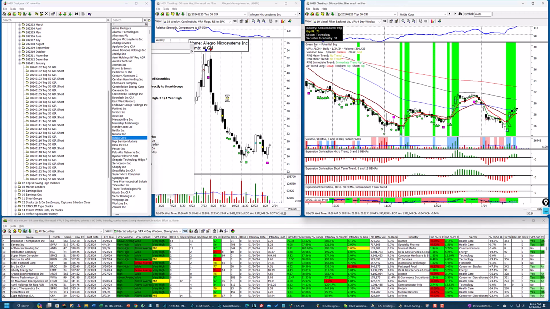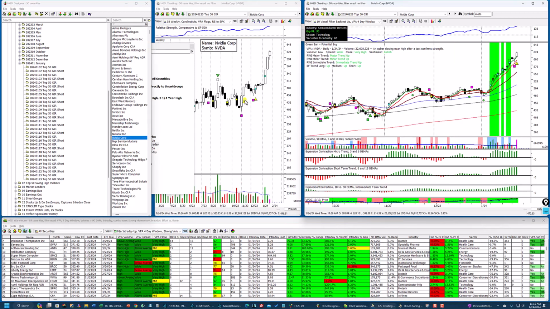Let's see, here's NVIDIA. This is in the top 50 again. And notice that throughout this time period here, there were no signals. And then when it broke above here, there was the first signal because of this heavy volume and the VPA flags. And where did that signal occur? Well, the high was 522.75. It closed at the high.